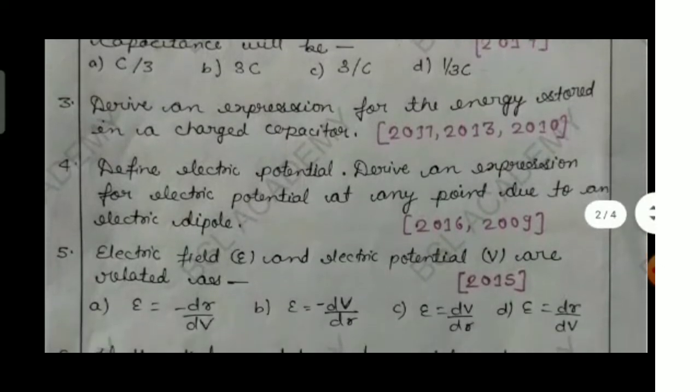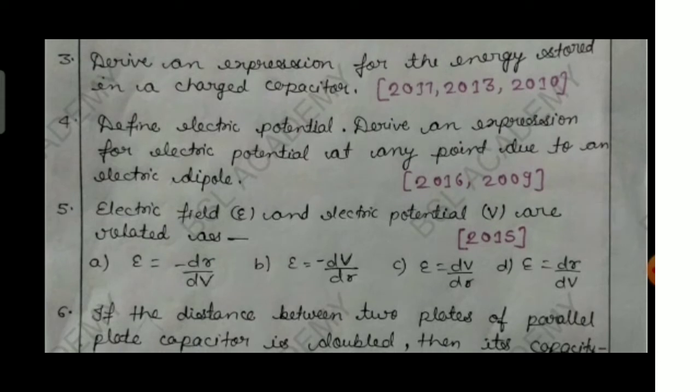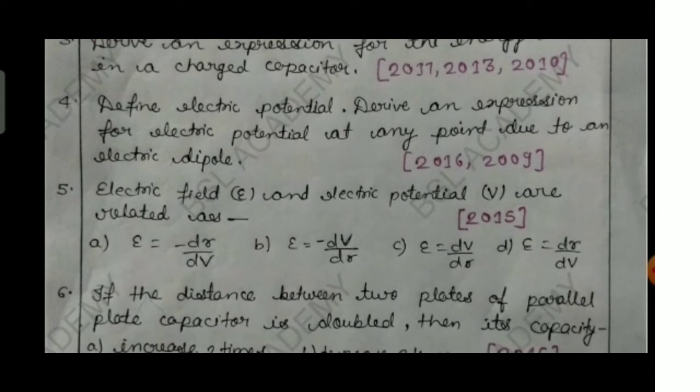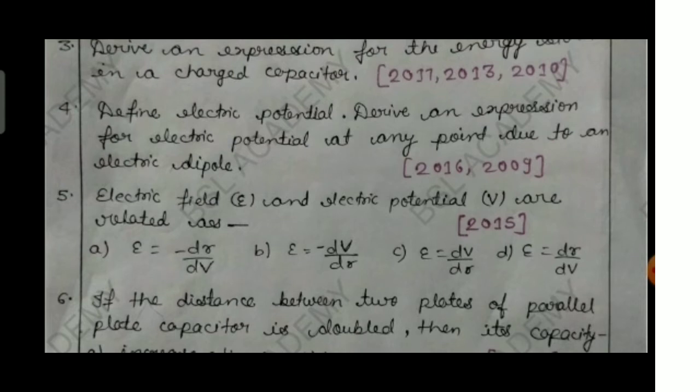The next one is: derive an expression for electric potential at any point due to an electric dipole, which was asked in 2016 and 2009. So this one is also a most important question.